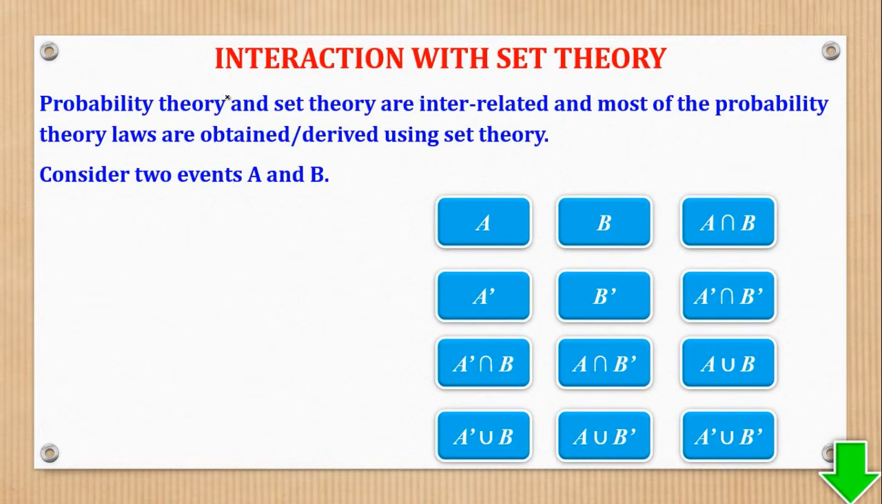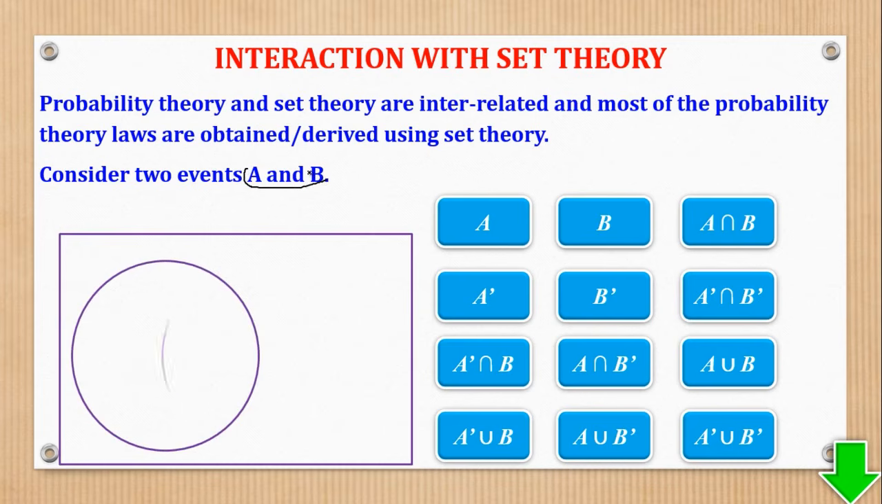So now we shall start our topic. So we shall start with interaction with set theory. Probability theory and set theory are interrelated, and most of the probability theory laws are obtained using set theory. So here we shall consider two events, A and B, and therefore shall draw our Venn diagram having those two events.